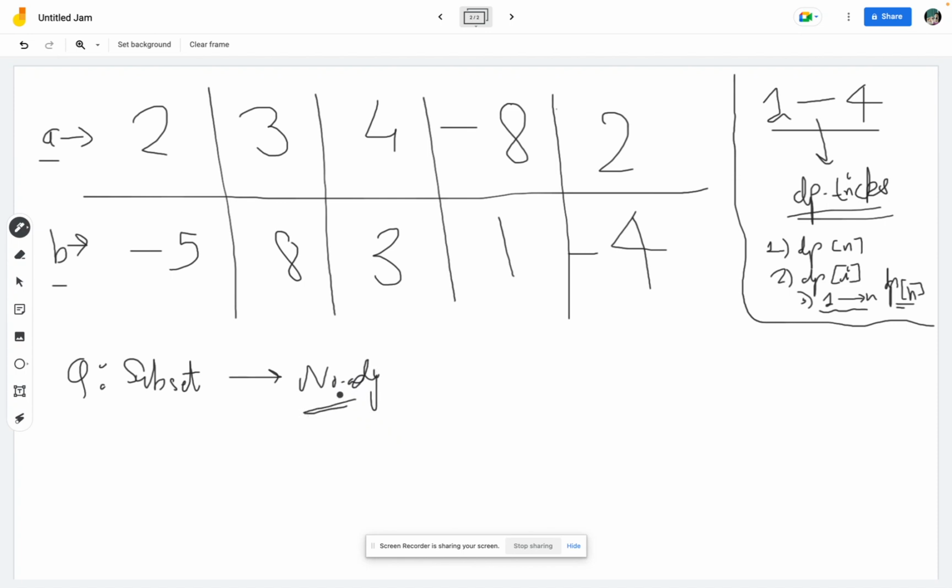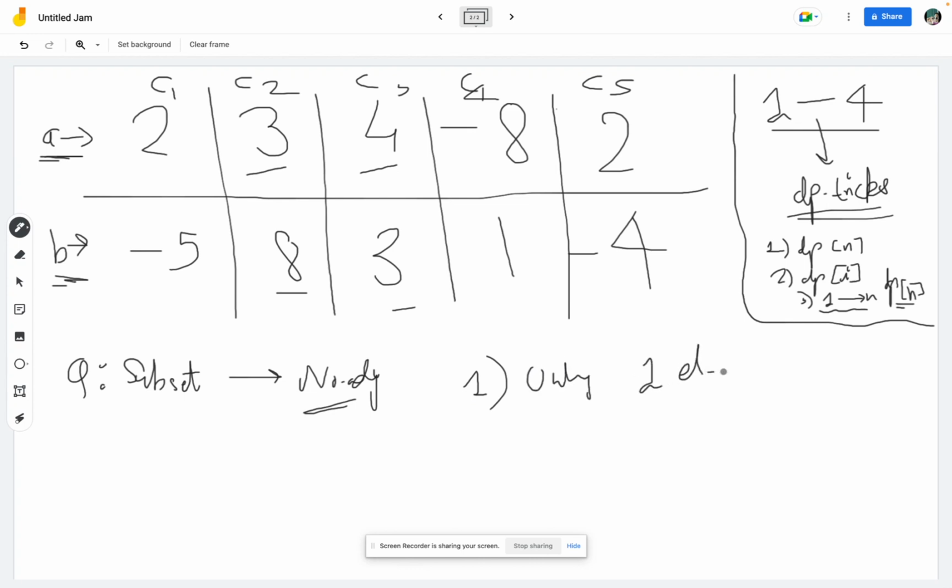there are no adjacent elements. So what do I mean by that? Now let me explain. See, this is column 1, this is column 2, column 3, column 4. So the first rule is that if you select a number from any column, then you can select it either from array A or B. You cannot select both. Means you cannot select 3 and 8 at the same time. You cannot select 4 and 3; either you select 3 or you select 4. So condition number 1 is only one element from one column you can select, at max.